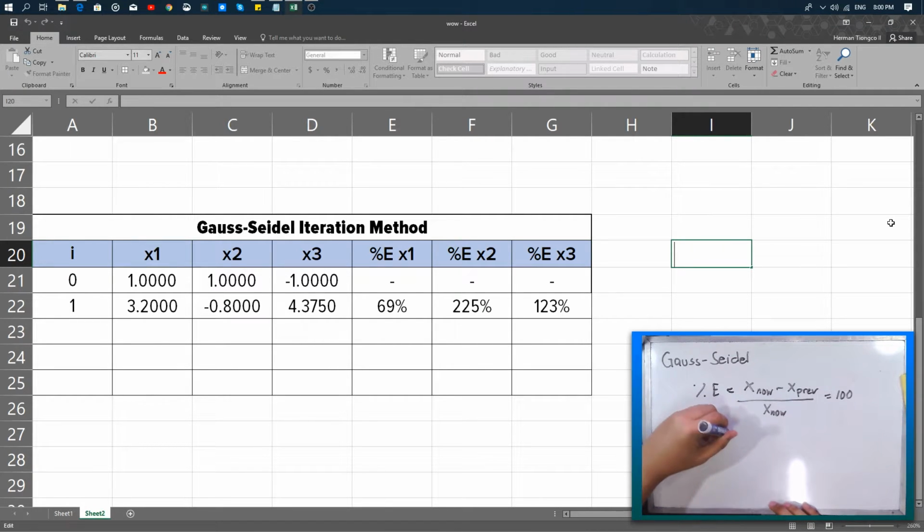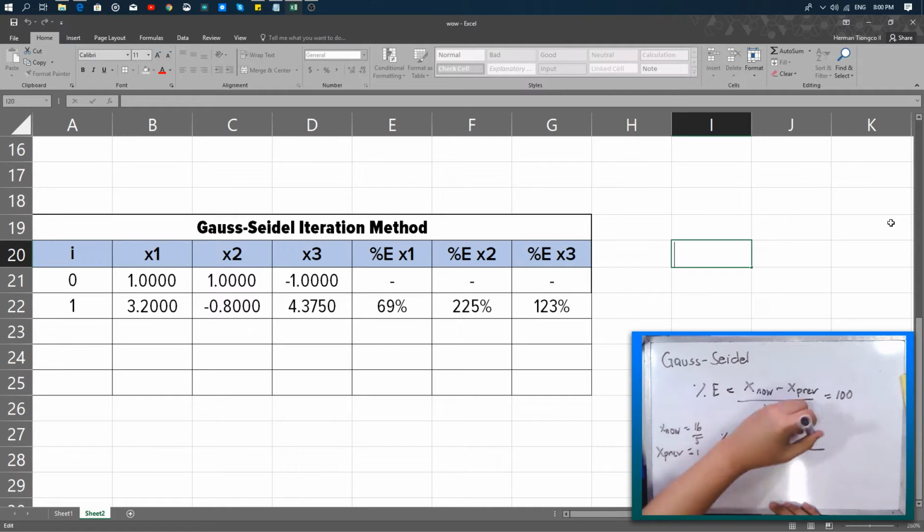Therefore our percentage error is equal to 16 over 5 minus 1, over 16 over 5. This is not equal, okay? This is multiplication. I'm so sorry. So times 100. So our percentage error for the x sub 1 is equal to 69%, rounded off to whole numbers without any decimal places.